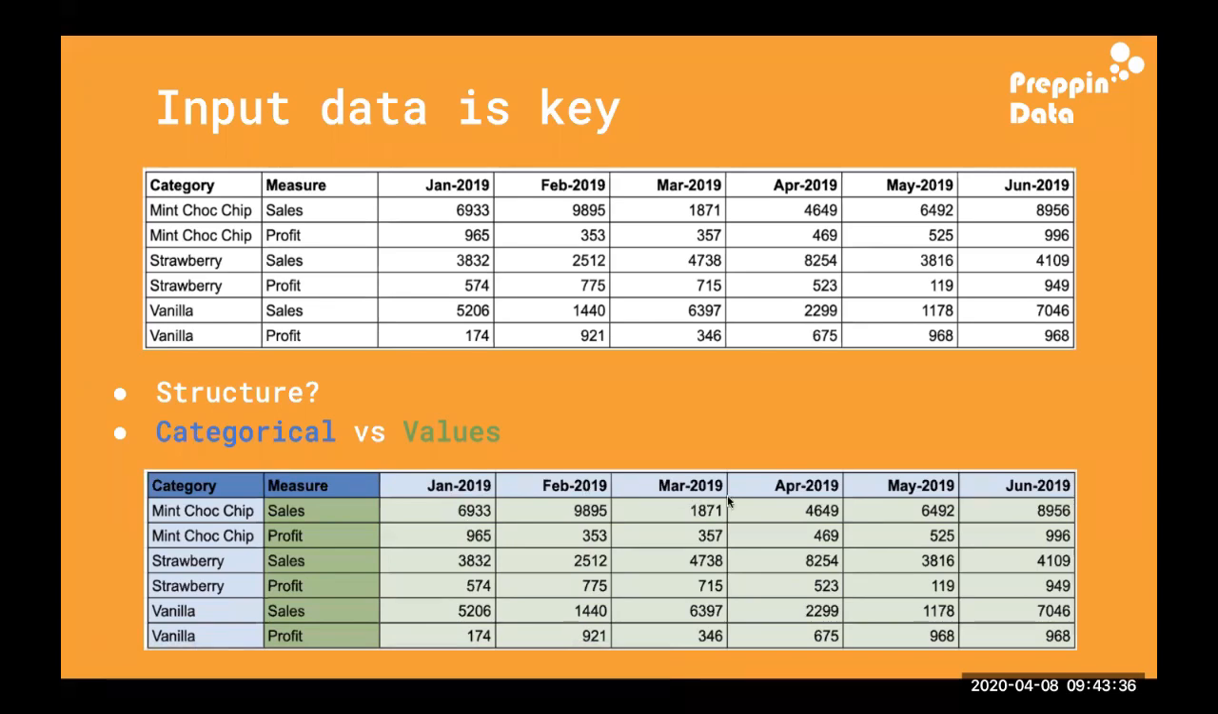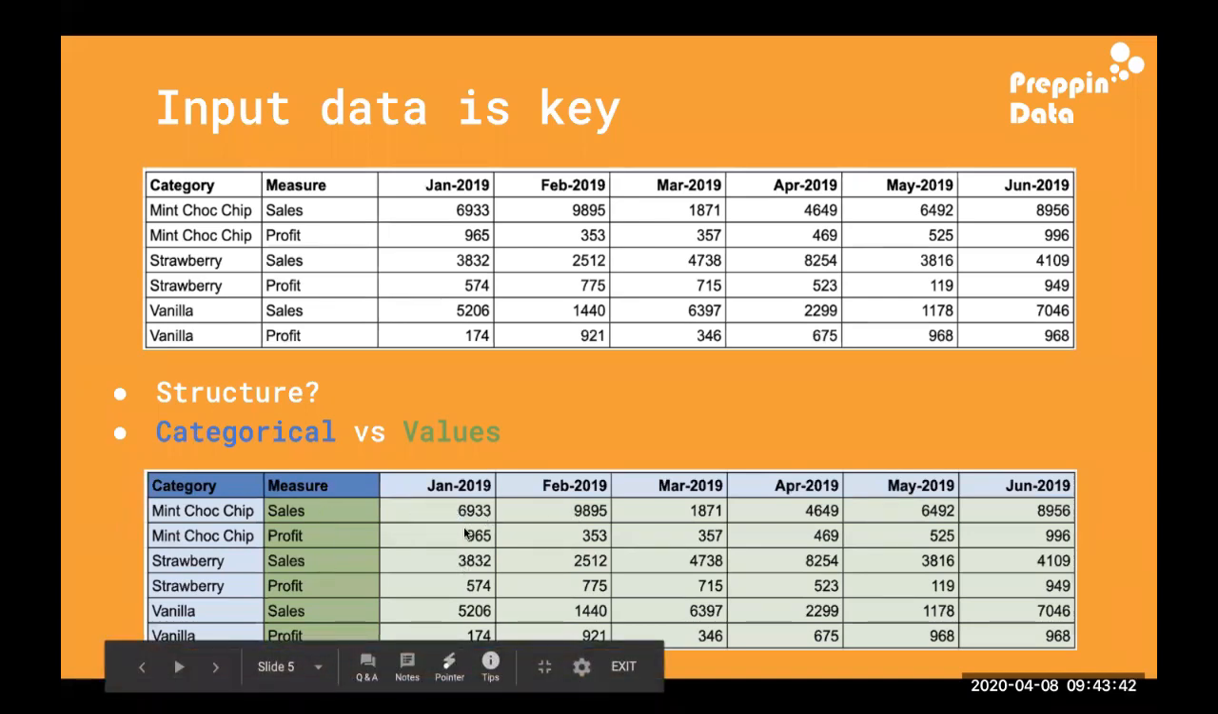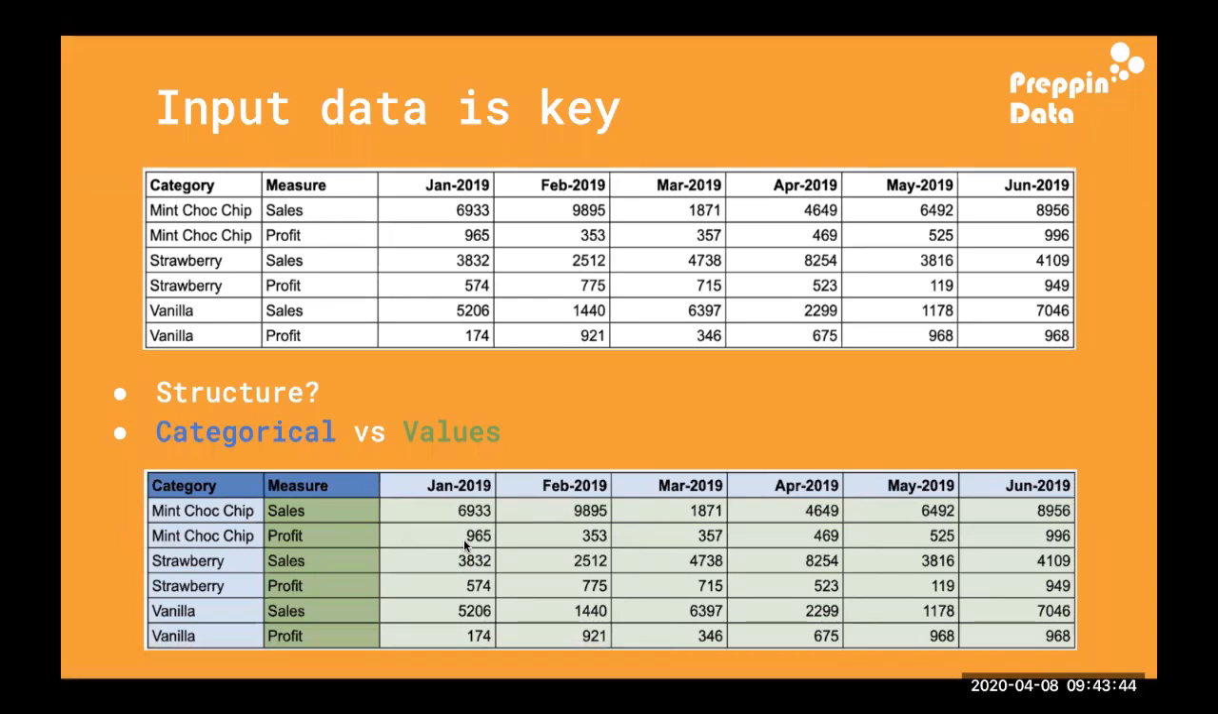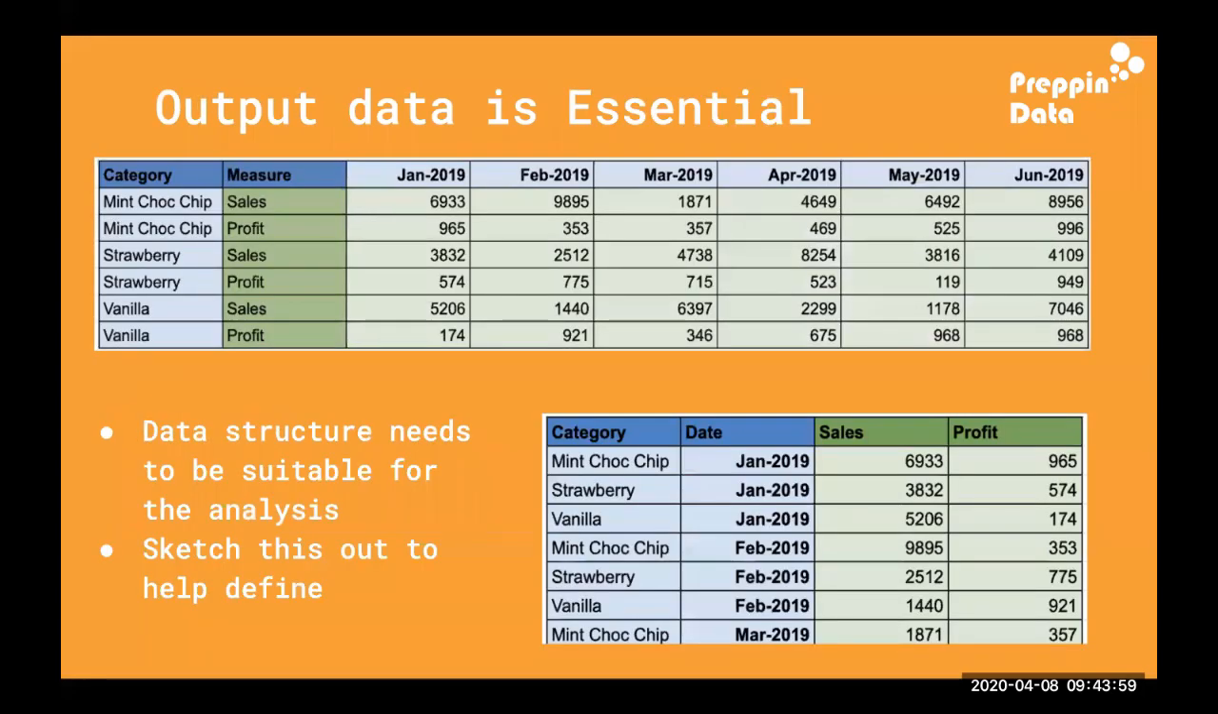I probably need to clean those up if I'm loading those into Tableau. But then I'd also have my values for my headers of sales and profit to be the values that I'm finding in my table at the moment. So even just first taking that step back, looking at what categorical data you have, looking at what value data you have, makes a good first step. So really think about that input data as key, but actually thinking about the output data is essential.